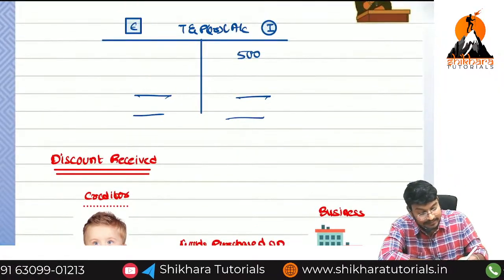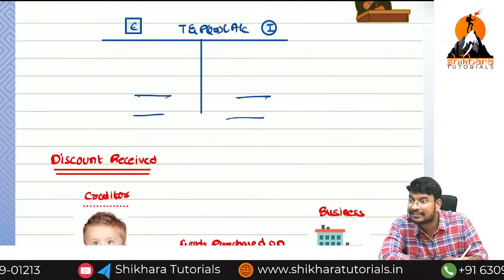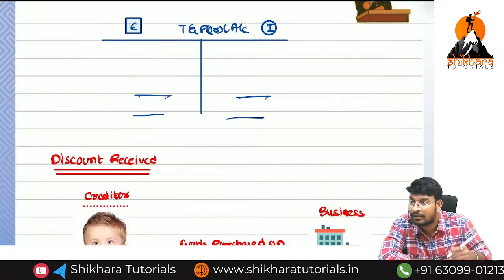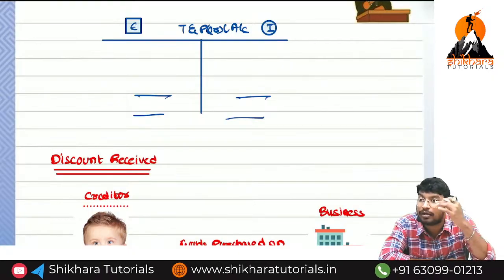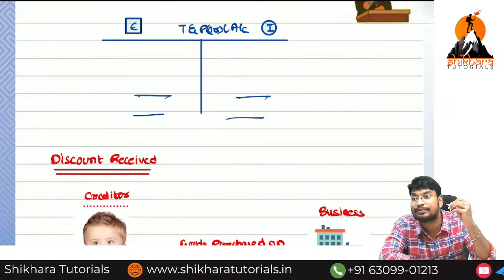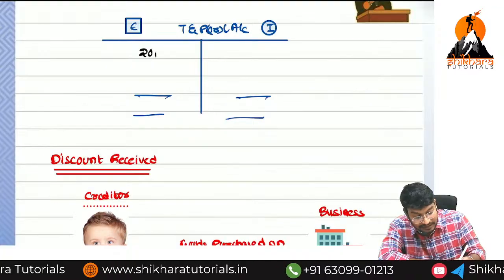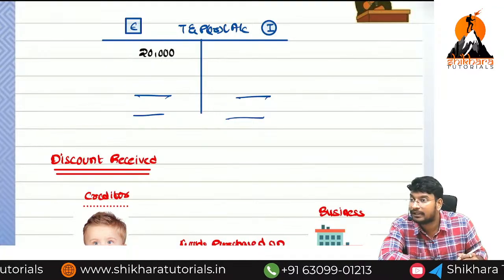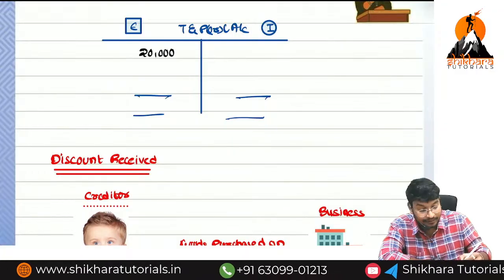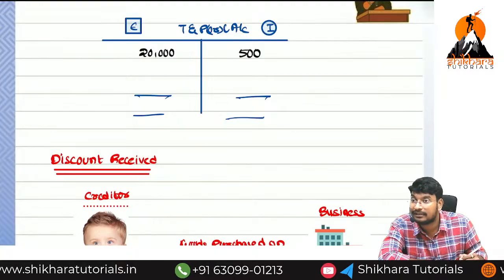Imagine once again, this is a P&L account. So on which side will the expenditure be recorded? Debit side. What is the nominal account rule? Debit all expenses and losses, credit all incomes and gains. How much expenditure did we initially incur? 20,000. That means on the debit side, how much amount will we book? 20,000. Now discount received is a gain or loss? Gain. Now how much amount have we received? 500.